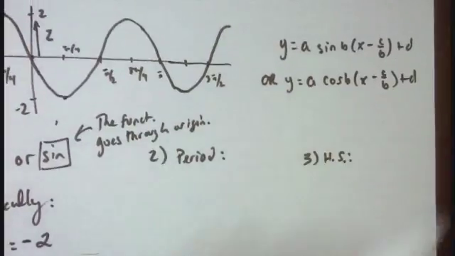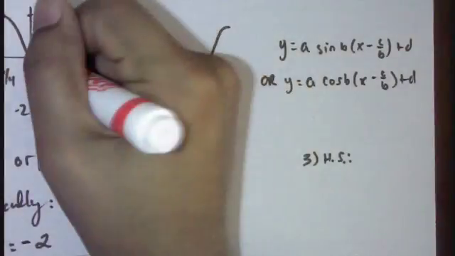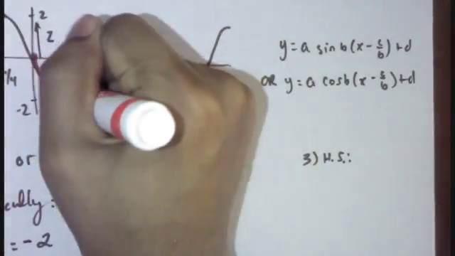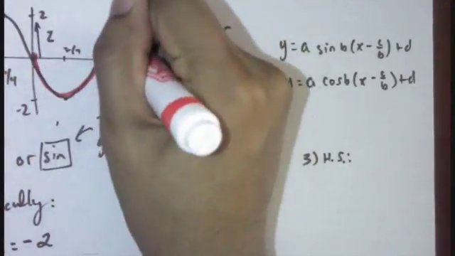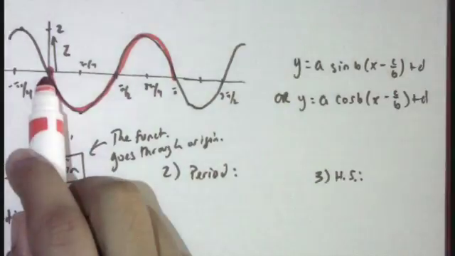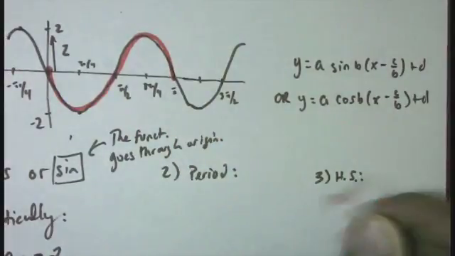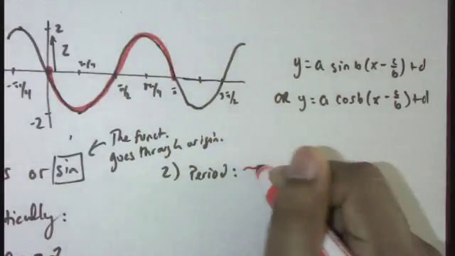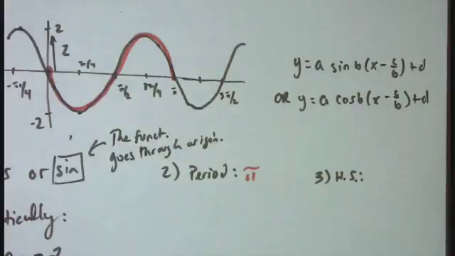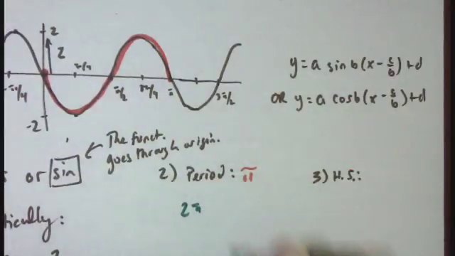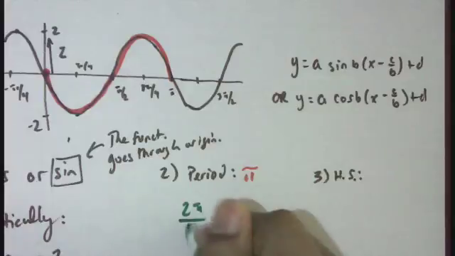For the period, let me trace over one complete period for this function. And it looks like when it completes one full cycle, the x value starts at 0 and it ends at pi. This tells me that my period value is going to be pi units. I want to know what the value of b is. So in order to do that, I'm going to do 2 pi, which is what I did in the last video, and I'm going to divide it by b.